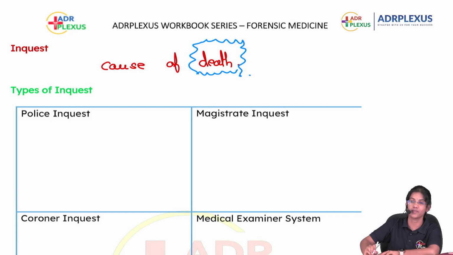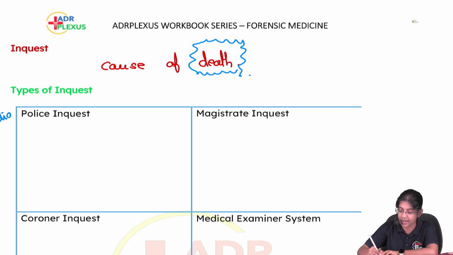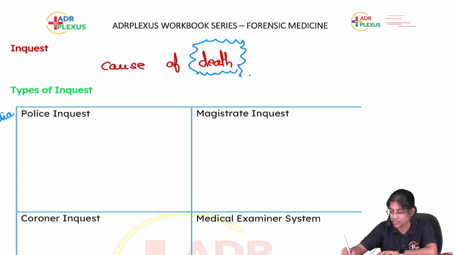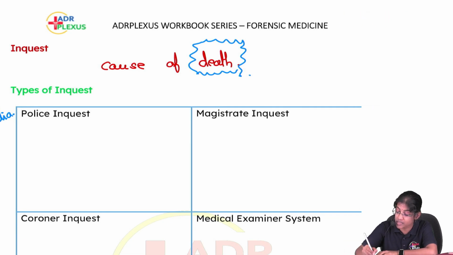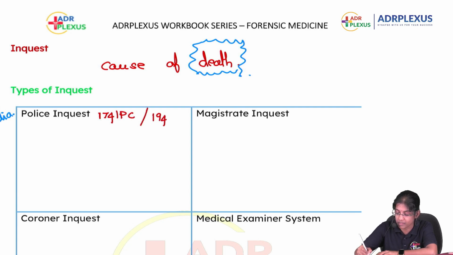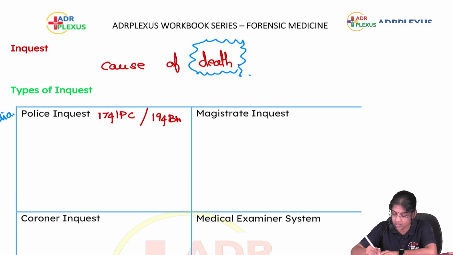Now, we have two types of inquest in India. Okay, so in India, we have only two types. One is the police inquest and another is the magistrate inquest. Okay, now let's look into police inquest. Police inquest previously was dealt with in 174 CrPC. Today, we deal with it in 194 BNSS. Oh, sorry, these are procedures.